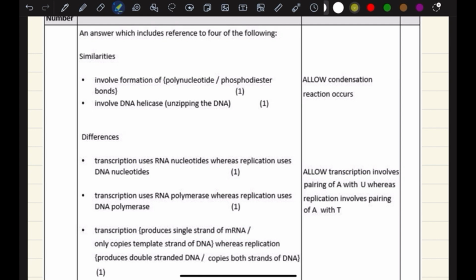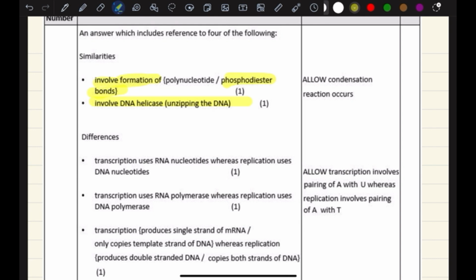Well, we said that both of them involve DNA helicase at the very start to break those hydrogen bonds. Both of them involve the formation of, honestly, I would go phosphodiester bonds. Very easy to remember. So phosphodiester bonds forming between DNA nucleotides, if we're talking about DNA replication, and forming between RNA nucleotides, if we're talking about transcription. Those are some easy similarities.